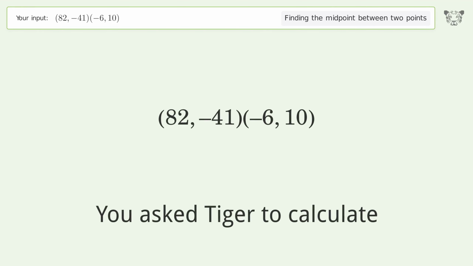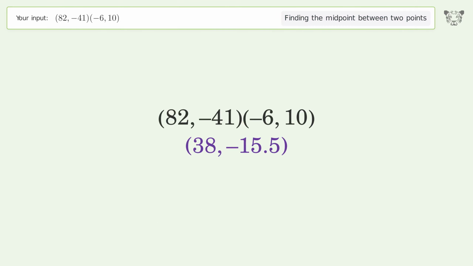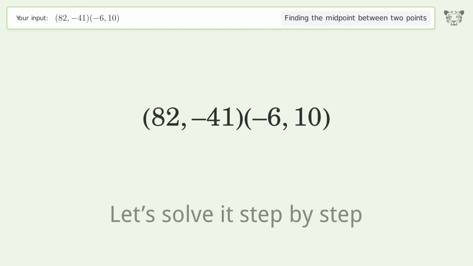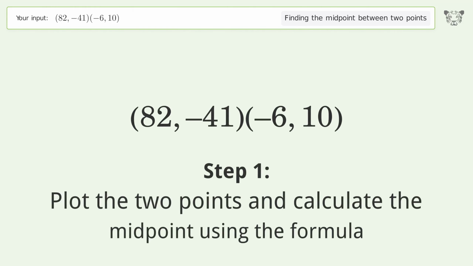You ask Tiger to calculate. This deals with finding the midpoint between 2 points. The midpoint between the 2 points is 38, negative 15.5. Let's solve it step by step. Plot the 2 points and calculate the midpoint using the formula.